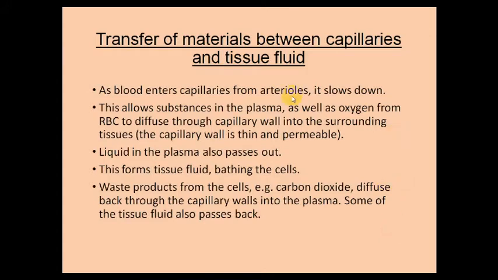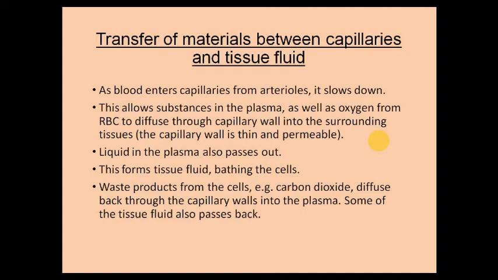Transfer of materials between capillaries and tissue fluid. As blood enters the capillary from arterioles, it will slow down. This allows substances in the plasma, as well as oxygen from RBC, to diffuse through the capillary wall into the surrounding tissues. The capillary wall is thin and permeable. To understand this, you have to know that the blood flowing inside the artery is very fast, meaning it flows at a very high speed. When blood moves from the artery to the capillary, it has to slow down.